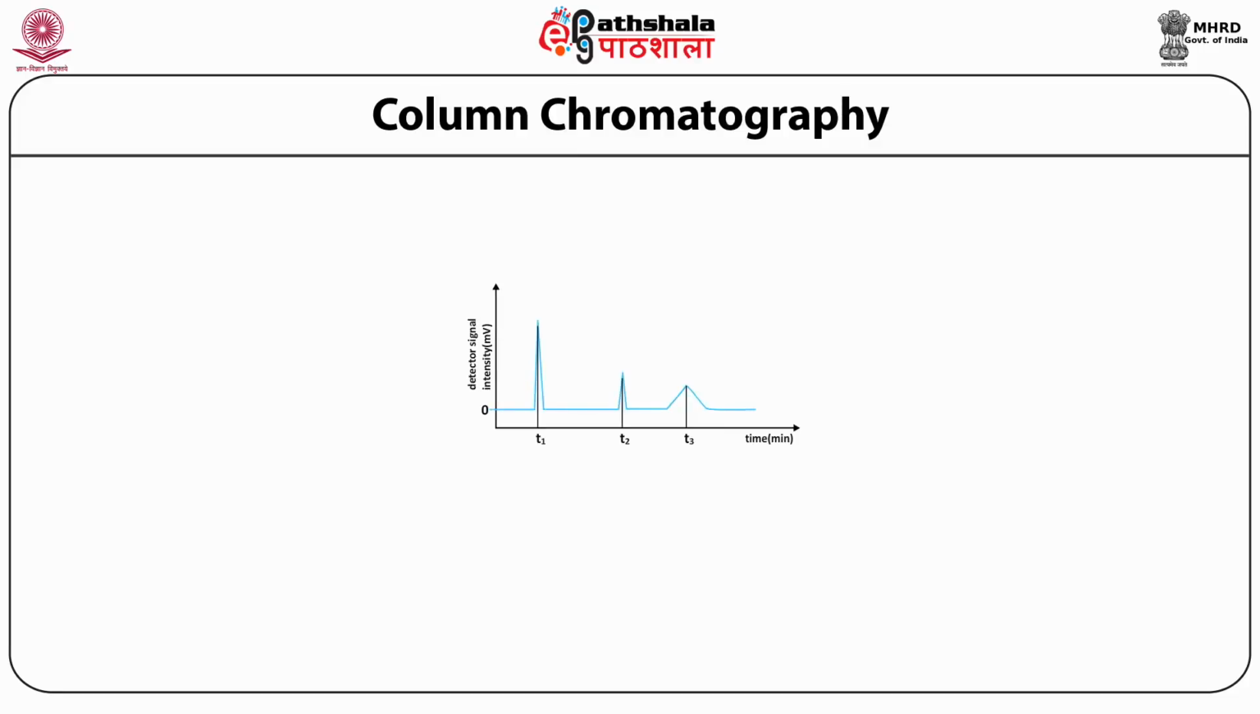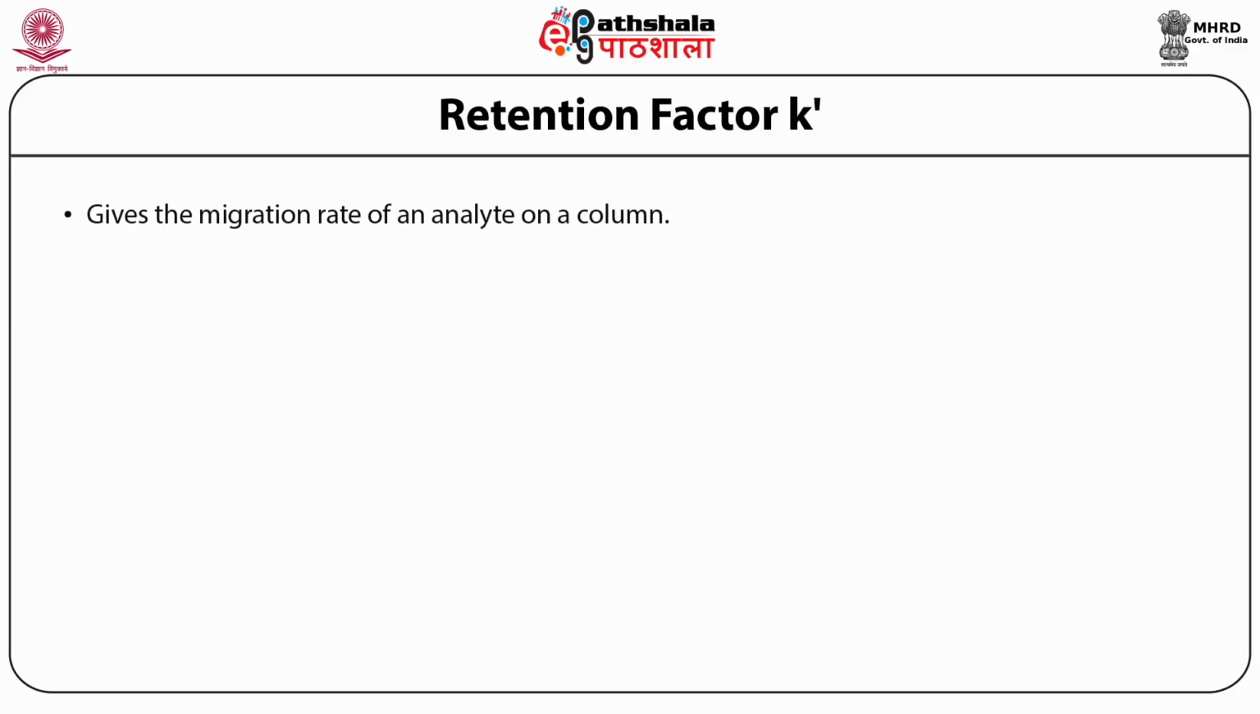It is defined as the time taken by the sample to travel from the injection port through the column to the detector. The migration rate of an analyte on a column is given by the retention factor. It is also called the capacity factor. The value of the capacity factor can be derived from the retention time of the analyte and the retention time of the mobile phase obtained from a chromatogram. The formula is given here.